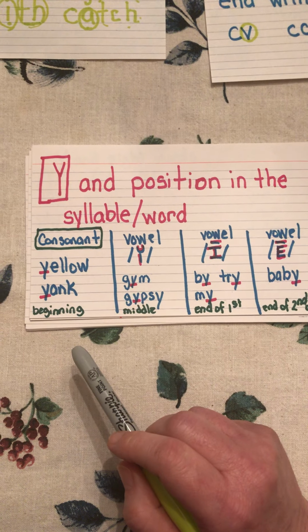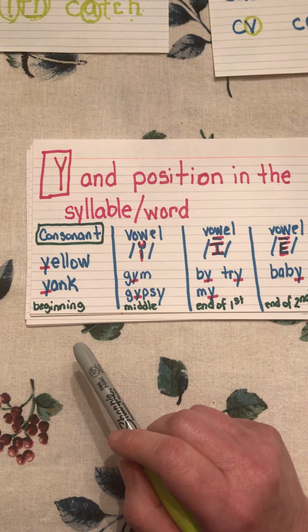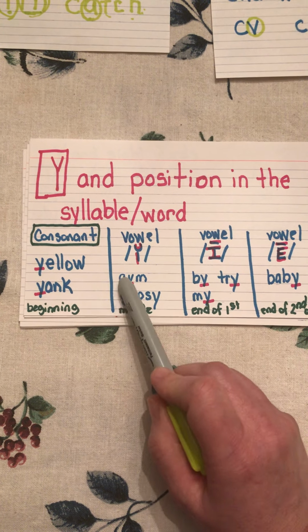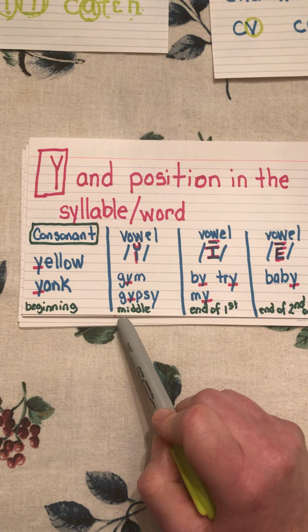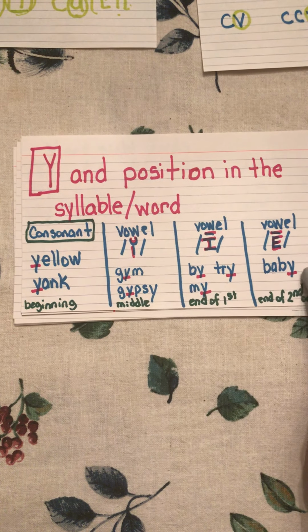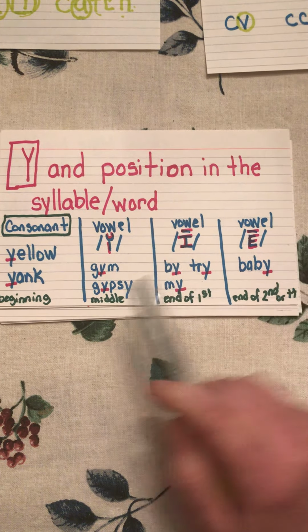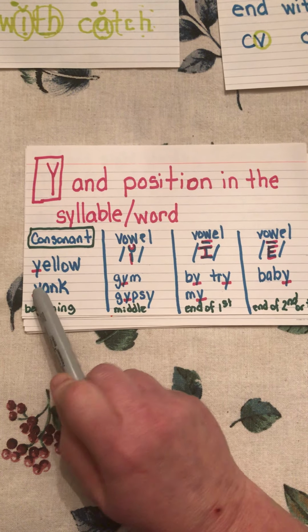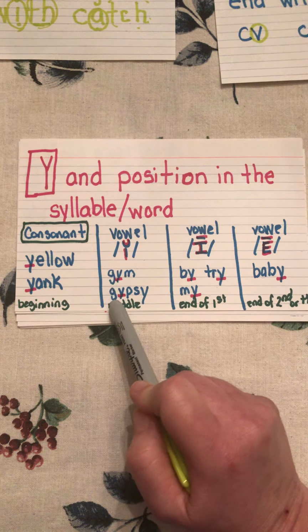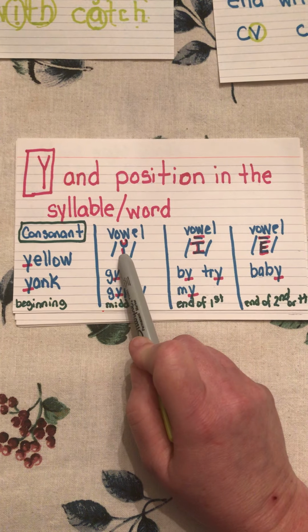G with an I, E, or a Y, or C with an I, E, or a Y after it is going to say its soft sound. So this one's going to say J in both of these. I'm not going to talk about this part yet, but you'll understand why when we get over here. Now, so beginning of the syllable, consonant.